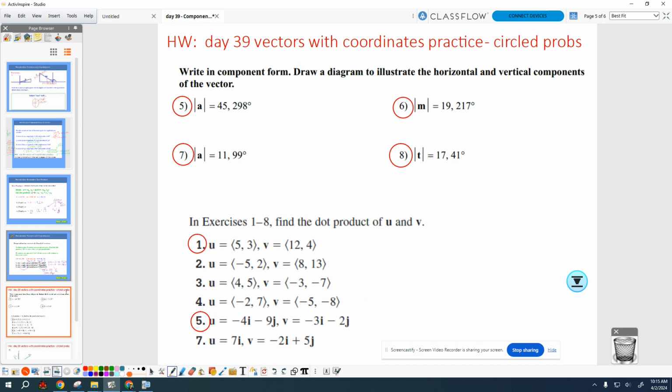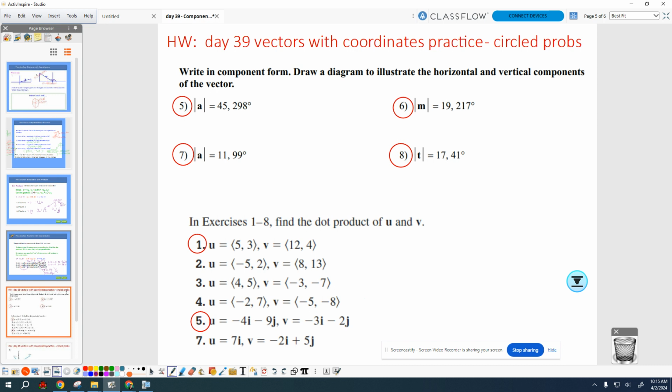So what's the first thing we do? Show me. Diagram number 5. Adam, what are the bars around the A for number 5? It says |A| equals 45. What does that mean? Absolute value. No. Absolute magnitude.